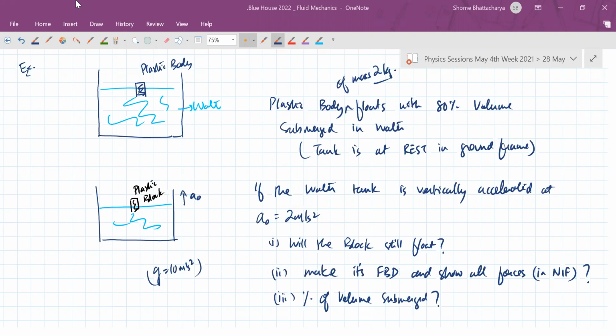Sir, yeah, tell me. Sir, for that FBD, from which frame do we have to take? Non-inertial frame is mentioned, see. Okay, sir. Density of plastic is what? See what's referred to in the question. And what is the first question saying?